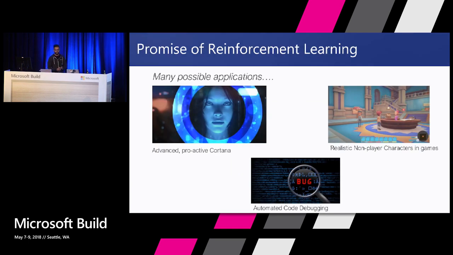For a couple of examples, we can make an advanced, proactive Cortana that learns from its environment and its behavior by interacting with the user, and you can really customize it. It can get reward back from the user either by completing a task successfully or through verbal commands that the user might give back to the agent. You can also build really realistic NPCs, or non-player characters, in games, where these characters have the intelligence to adapt to their environment based on the reward they're getting back. And finally, something a bit mundane but maybe more relevant to the audience in this room: automated code debugging, to make our lives easier.